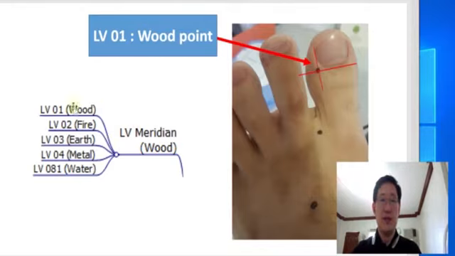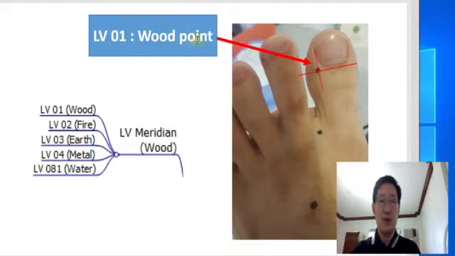The liver meridian has 5 elements. The sequence is from the end to the inside: wood, fire, earth, metal, water. That is the sequence. Today we talk about the liver meridian first.